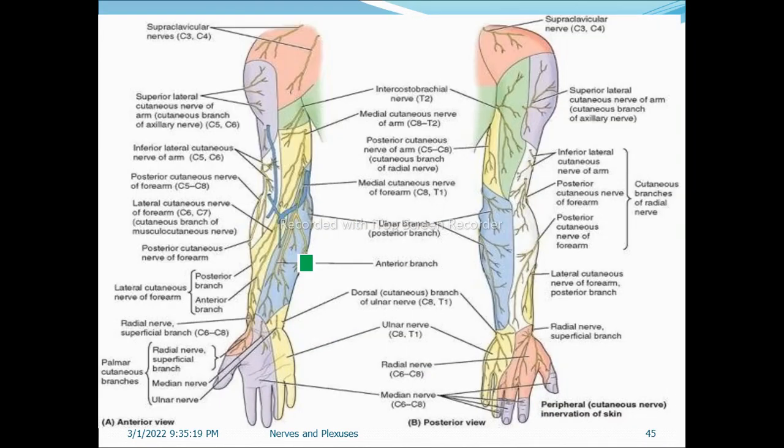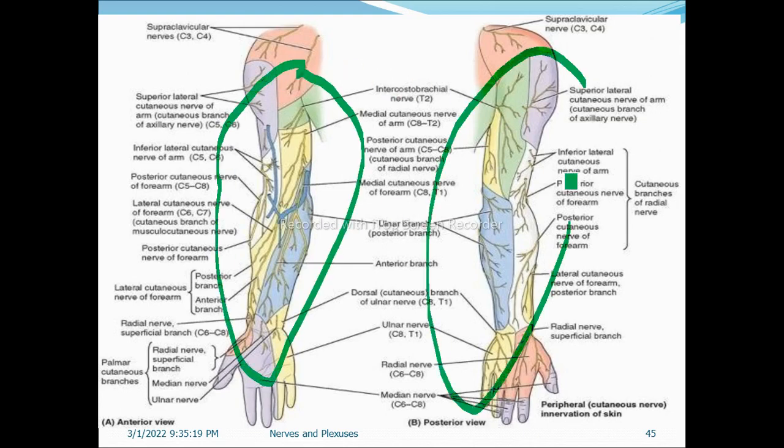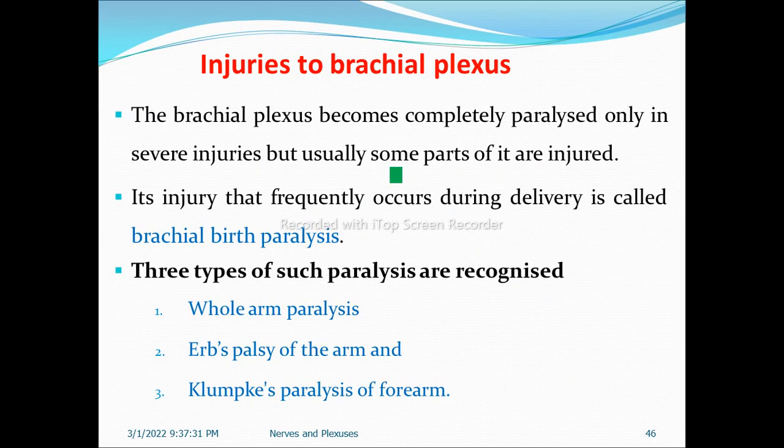So these are all the cutaneous nerves of the upper limb. Okay, all cutaneous nerves of the upper limb, whether discussed here or undiscussed, are found in this area. These are either segmental cutaneous nerves, or otherwise nerves like the musculocutaneous nerve. You can see how the dorsal and palmar side of the upper limb are supplied by how many nerves, how many cutaneous nerves. The next topic is injuries to the brachial plexus.